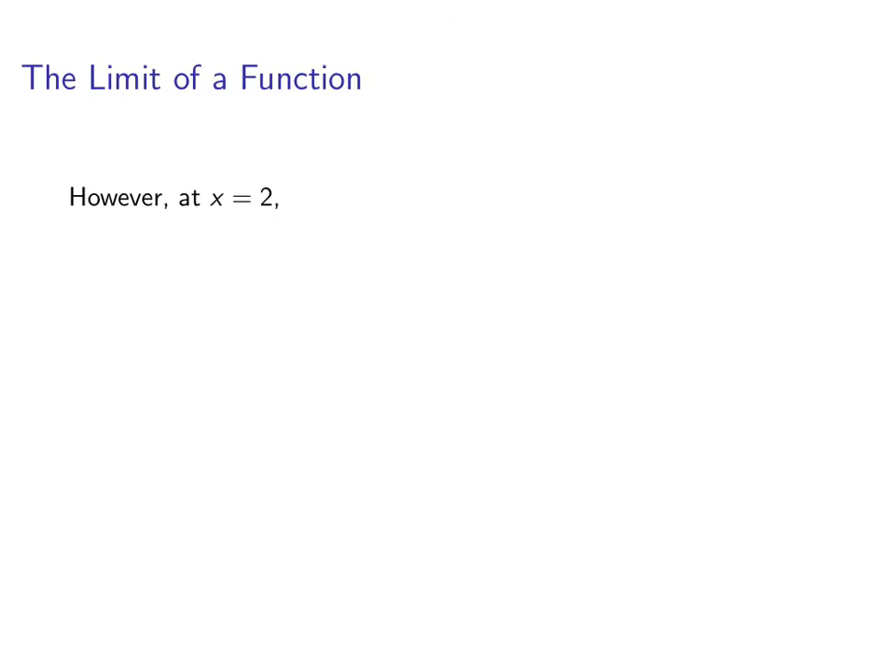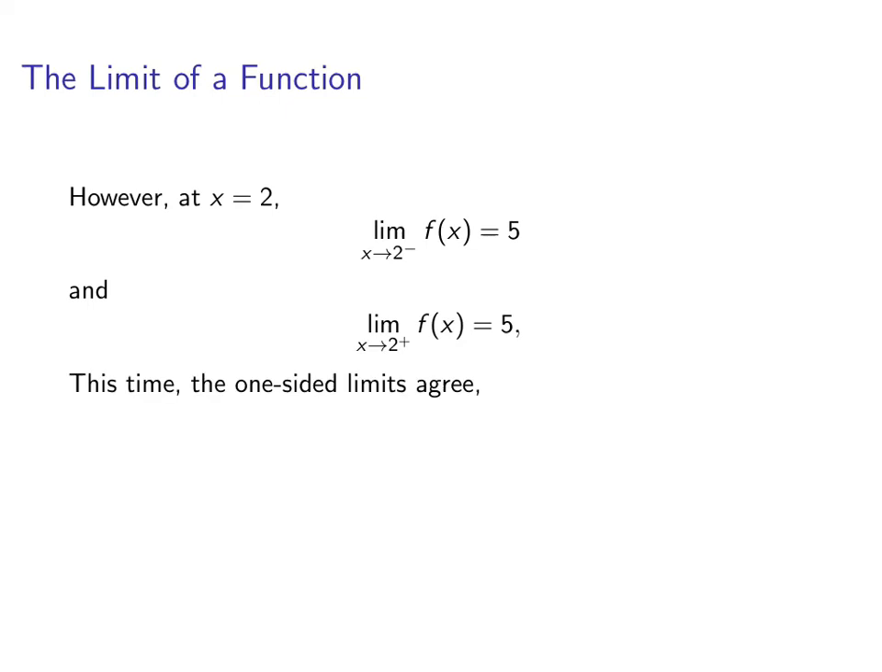Let's see what happens at x equals 2. The left-hand limit will be 5, and the right-hand limit will be 5. I'm gleaning all this information from the picture. This time, our one-sided limits agree, so the limit as x approaches 2 of f of x exists and is equal to 5.